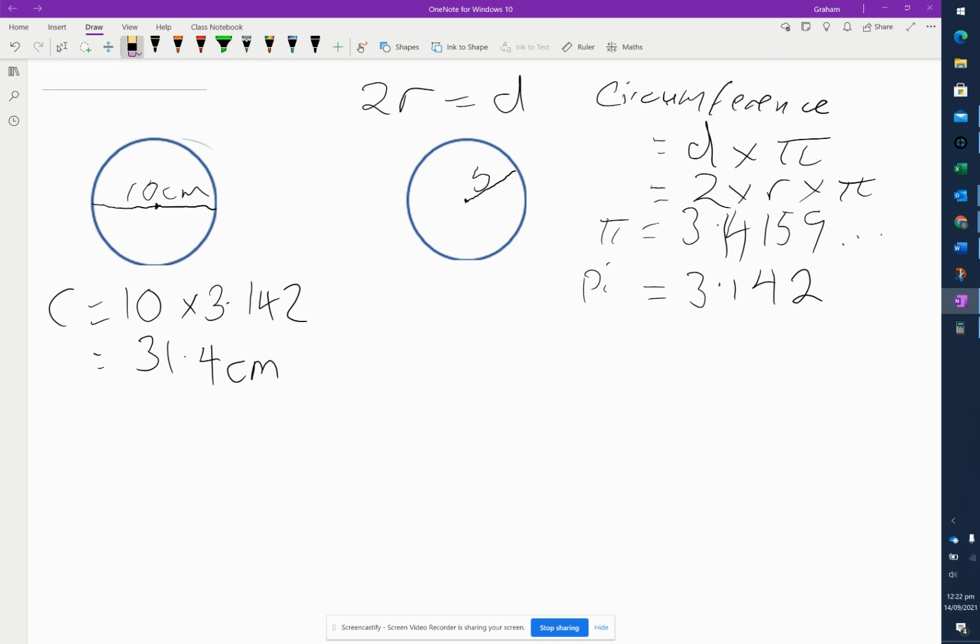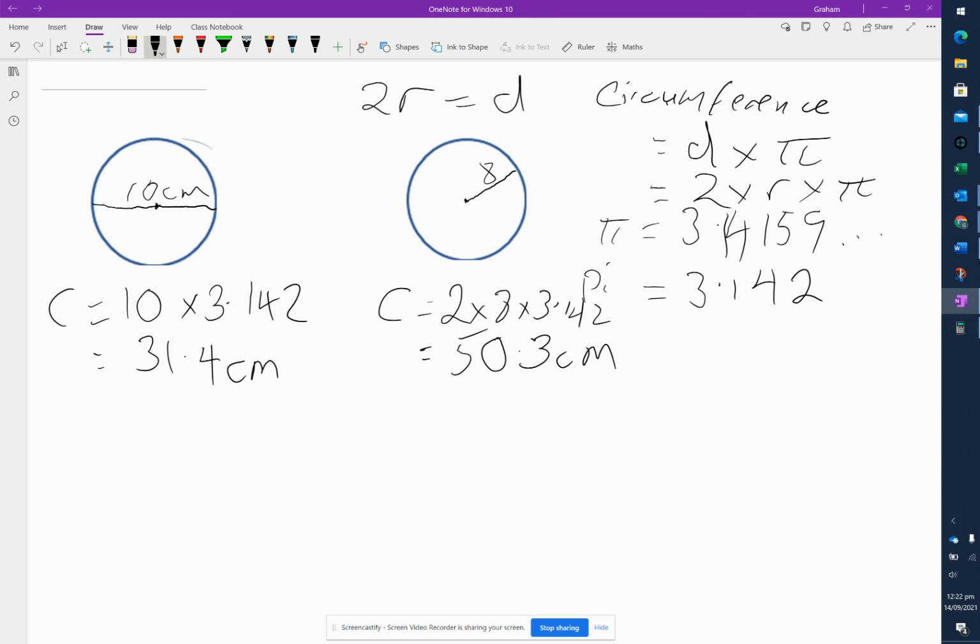Whereas if I've got a radius, let's not have 5 because that's going to give me the same answer. So let's say that it is 8. So my circumference is 2 times 8 times 3.142, which gives me a distance around the edge of 50.3 centimeters.